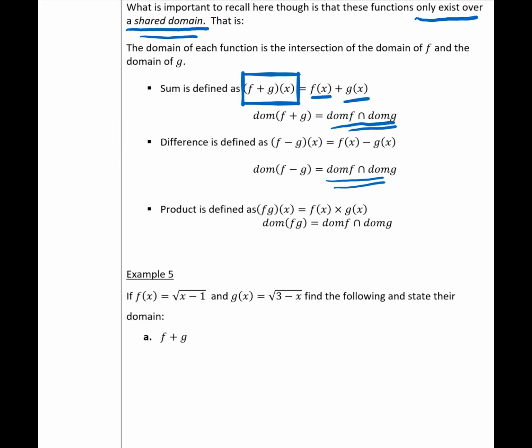A product of a function shares the same property that if h is defined as f times g, then h, that f times g, has to only exist on the shared domain. It just can be notated a number of ways. So let's have a look at example 5, and we'll put this into a more practical context.